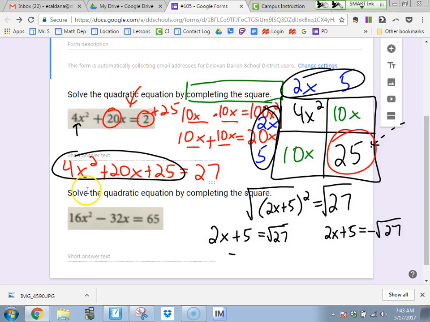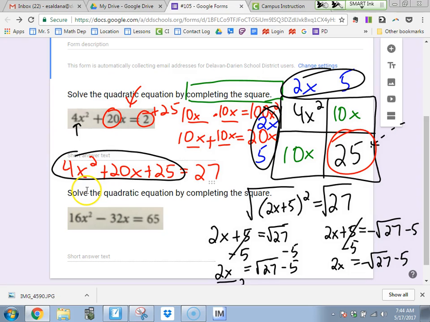Next thing, we subtract 5. So that's 2x equals the square root of 27 minus 5. I'll do the same thing to the other one. So 2x equals negative square root 27 minus 5. And last step, divide by 2. Can't really see it here, but if I'm dividing the whole side by 2, everything gets divided by 2.